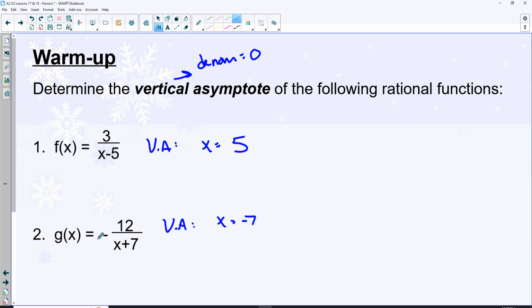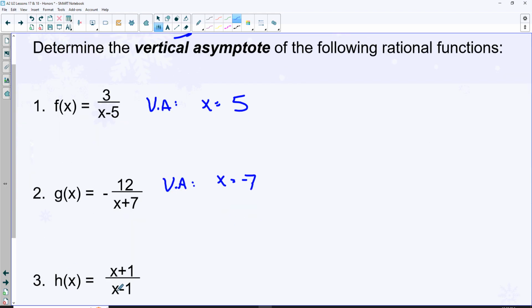Because even if you were to distribute the negative sign to the bottom, you would have negative x minus 7 equals 0. And negative 7 would be the number that would still satisfy that. So no matter how you look at that function, the vertical asymptote will always be negative 7 for that one. Okay? And for this one, how about x plus 1 over x minus 1? Ooh, we have an x on both the top and the bottom. Guess what? Does not matter.